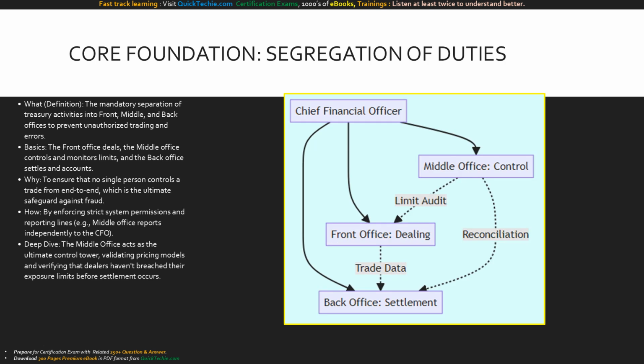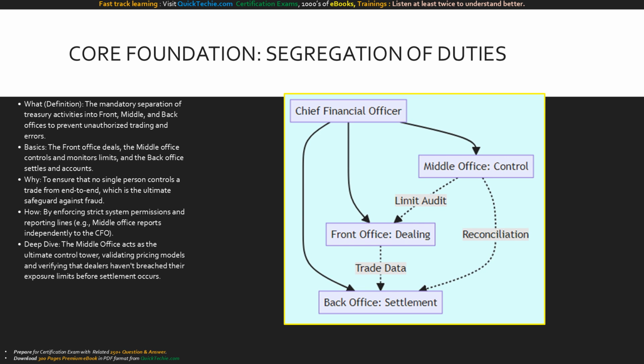Let's explore the golden rule of Treasury design: segregation of duties. What is it? It is the strict division of the Treasury Department into front, middle, and back offices. The basics are simple but absolute. The front office negotiates the deals, the middle office monitors the risk and limits, and the back office handles the actual movement of cash and accounting. Why is this mandatory? Because ensuring that no single individual has end-to-end control over a transaction is your ultimate safeguard against fraud and catastrophic errors.